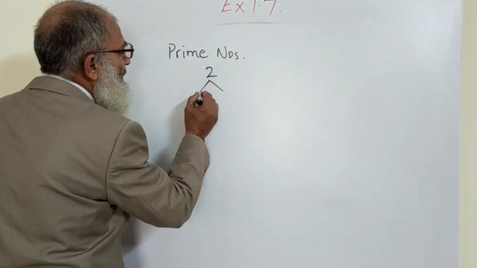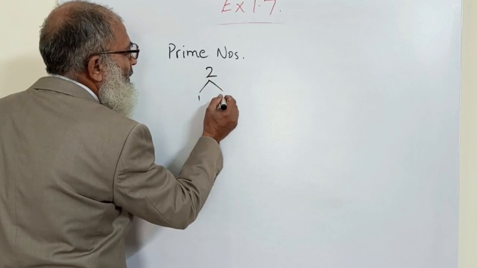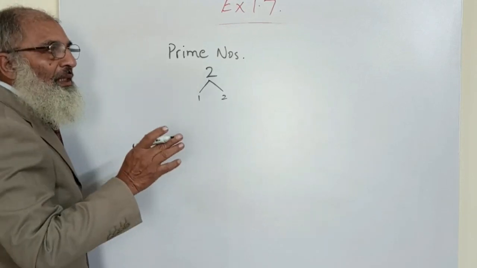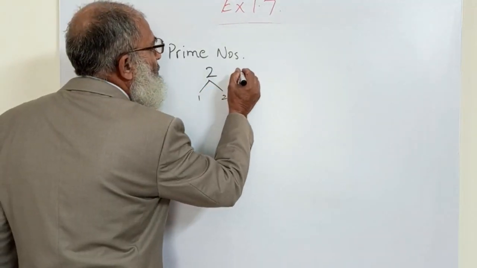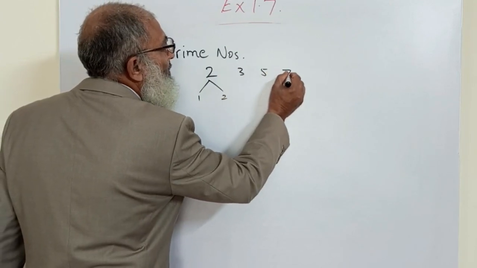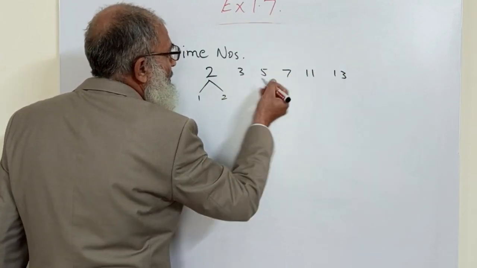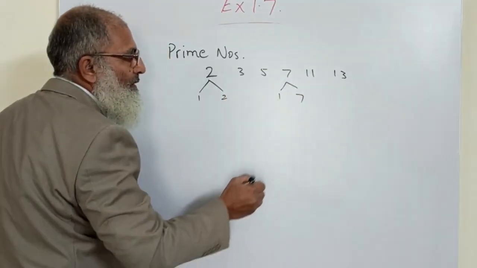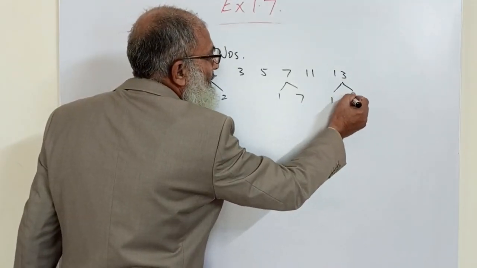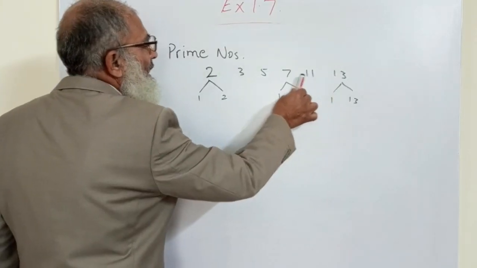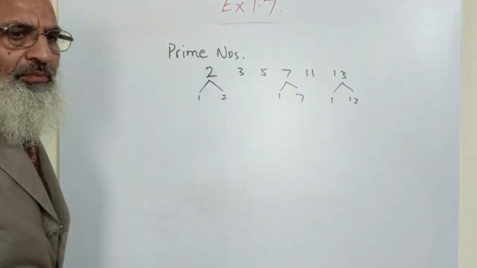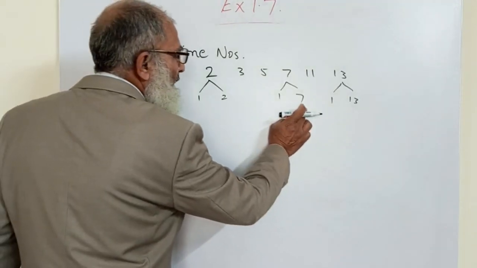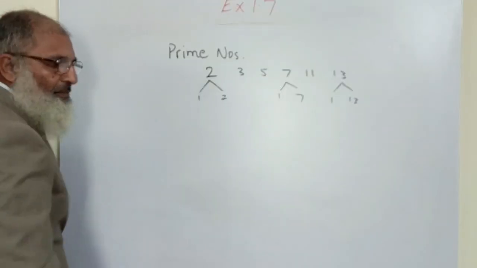You see that 2 is divisible by 1 and 2 itself, and no other number can divide 2 wholly. So are 3, 5, 7, 11 and 13. If you see 7, 1 and 7. If you see 13, 1 and 13. So this 13, this 11, this 7, and all the prime numbers are not divisible by any other number except the two: 1 and the number itself.